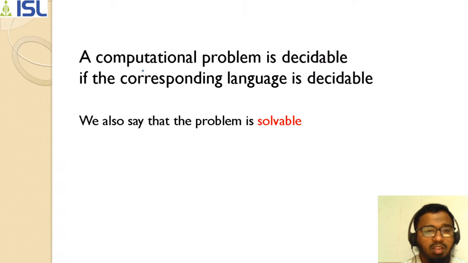Next, a computational problem is decidable if the corresponding language is decidable. We also say that the problem is solvable. Decidable is nothing but solvable. Whatever problem we have, we are solving it with the help of a machine. A computational problem is decidable if the corresponding language is decidable.